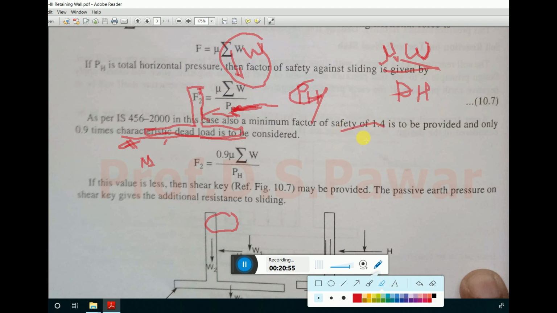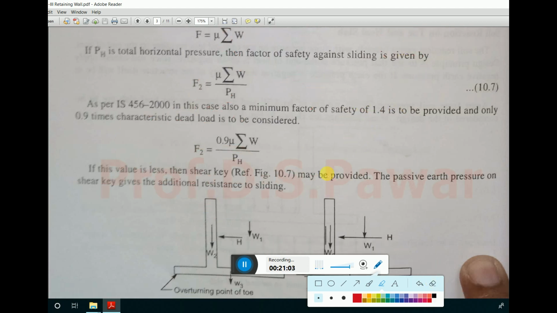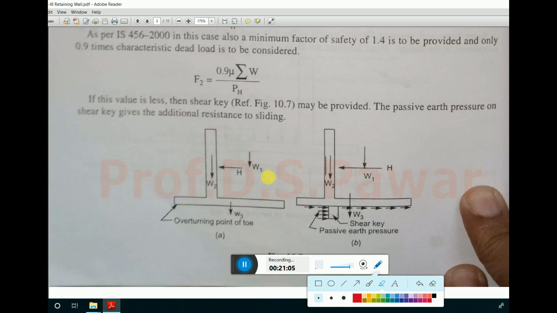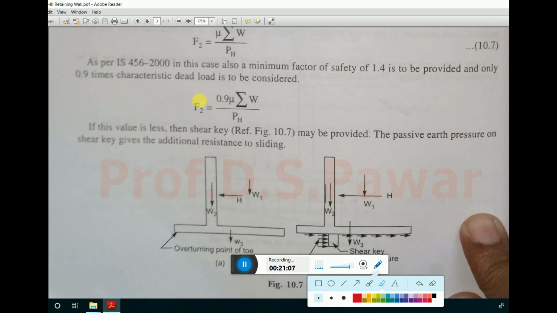So remember that the factor of safety for sliding and overturning as per IS 456-2000 is 1.4. Okay, and if the structure fails in overturning, we have to increase the weight of the retaining wall, we have to increase the size of the stem, toe slab and heel slab. Okay, there is no other option.